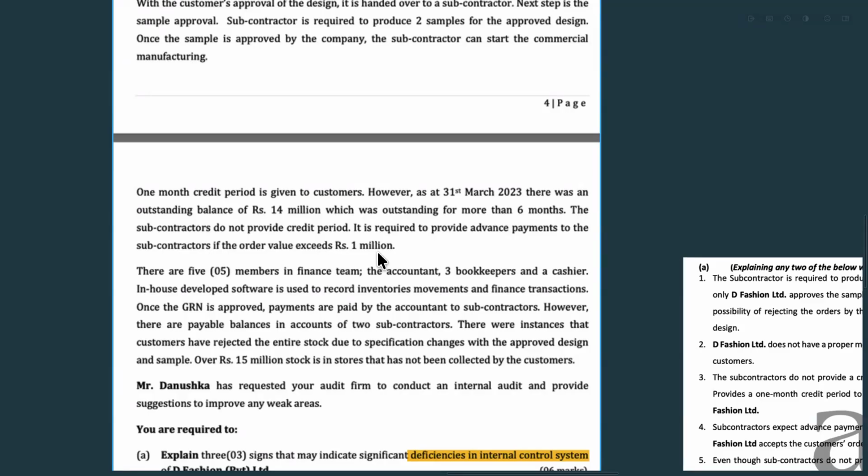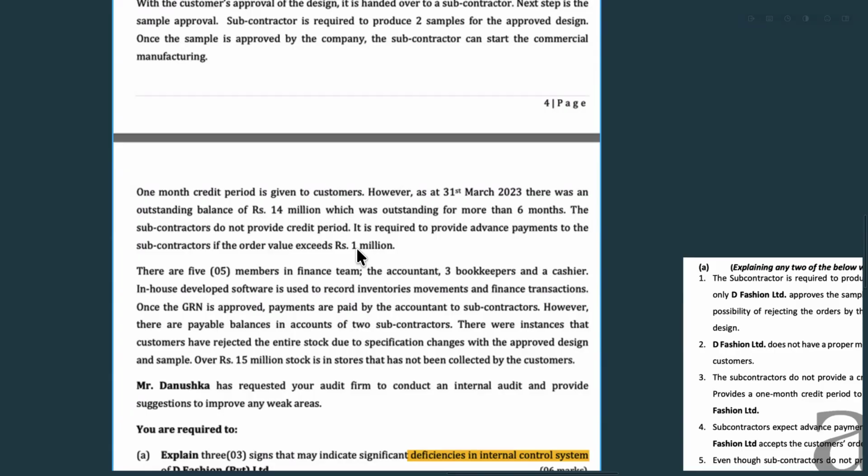Even though, my dears, we are not expecting any advance payment from our customers, even though it is more than 1 million rupees, we have to pay the advance payment to the subcontractor. Again, there is a problem because we have to pay the advance payment, as well as the samples are not approved by the customers, only the company. So let's say we have produced 10 million worth of items, but the customer is saying, no, this is not my design. You didn't send me any samples for my approval. So the customer is rejecting 10 million worth.